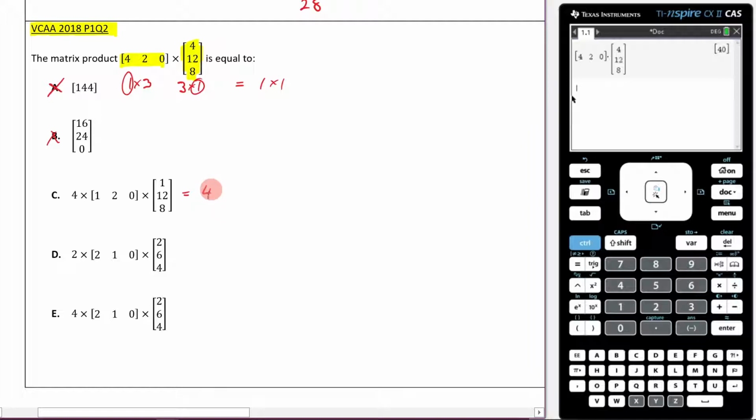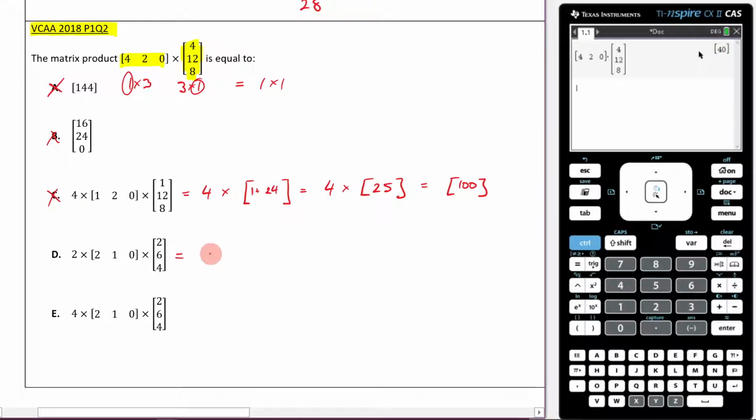So we've got a 4 out the front, and then we're going to times it by. Now remember, once we perform our matrix multiplication, we're just going to get a 1 by 1. So this is going to end up being 1 times 1 is 1, plus 2 times 12 is 24. And then 0 times 8 is just 0, so that just goes away. So that means we're going to end up with 4 times 25, which is going to end up being 100. Now, that isn't equal to 40, which we said is what it should be equal to.